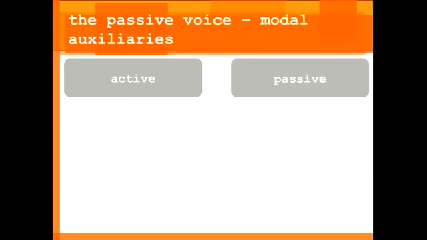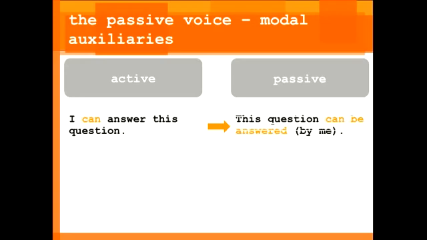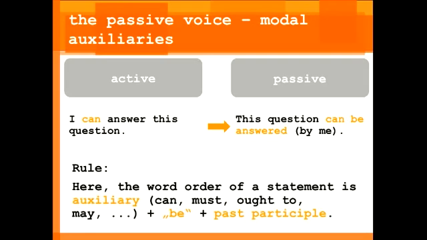Let's continue with the passive voice and the modal auxiliaries. Now here's an active sentence. I can answer this question. How can we put the sentence into the passive? There it is. This question can be answered, and if you want to, you can add by me, but there's no need really. Let's have a look at the rule.